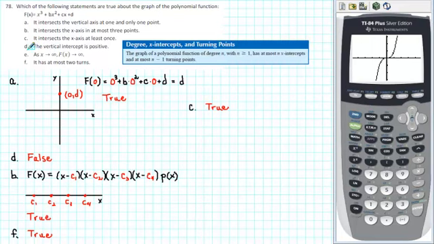Finally, for part E, we have as x goes to infinity, f of x goes to infinity. Well, again, to answer this question, we simply need to look at the behavior of the leading term. What does the graph of y equals x cubed look like? It's going to have the same end behavior as the graph of y equals f of x. So we look at our graph. What happens as x goes to infinity? Well, as x goes to infinity, the function is increasing without bound. f of x is going to infinity. So this is a true statement.